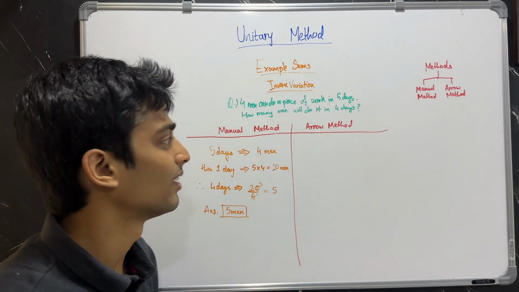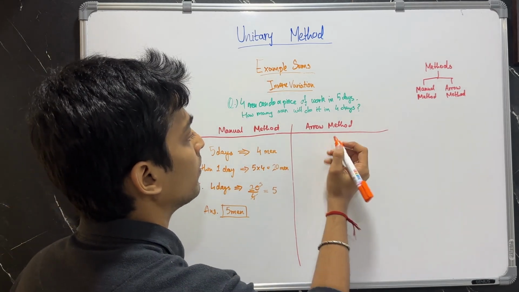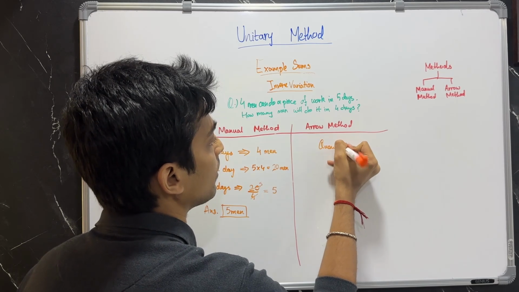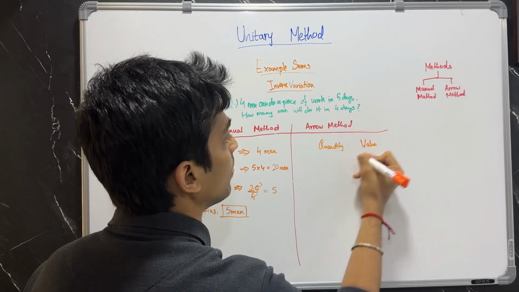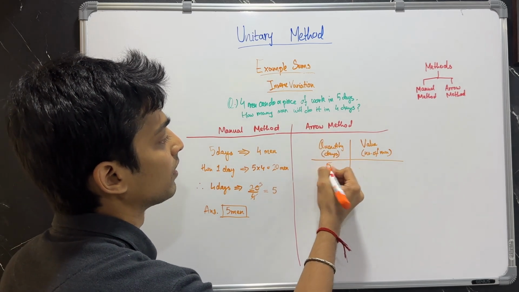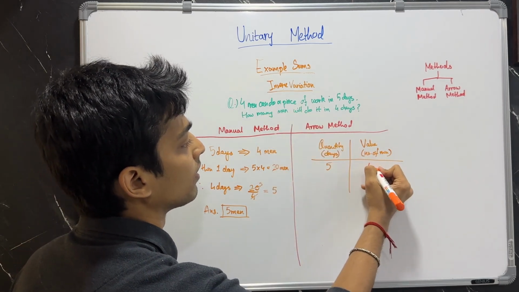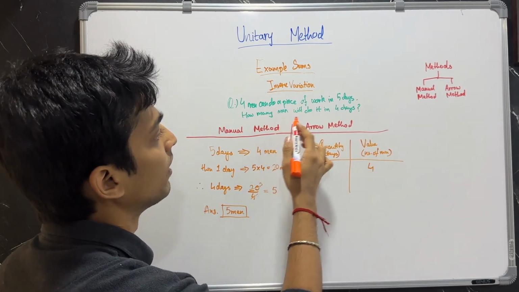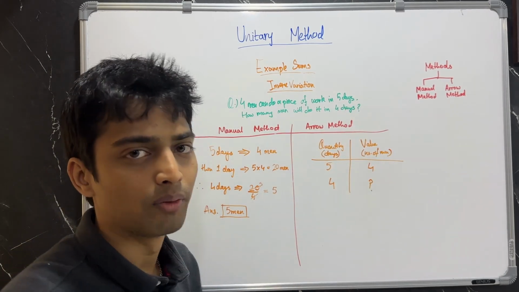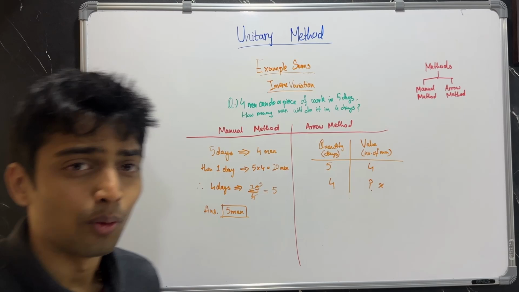Let's look at the arrow method. So we make a table first, quantity, value. Now, what is given in the question? In 5 days, 4 men can do it. And how many men for 4 days? So for 4 days, how many men will be required? Let's call it X.